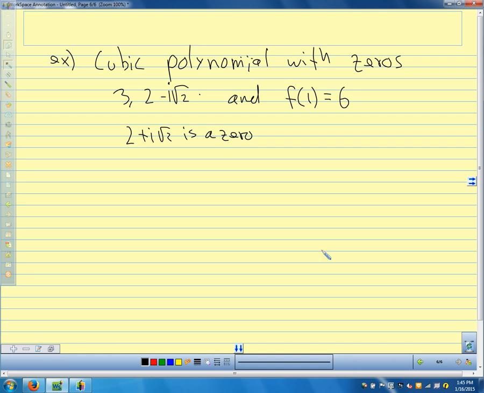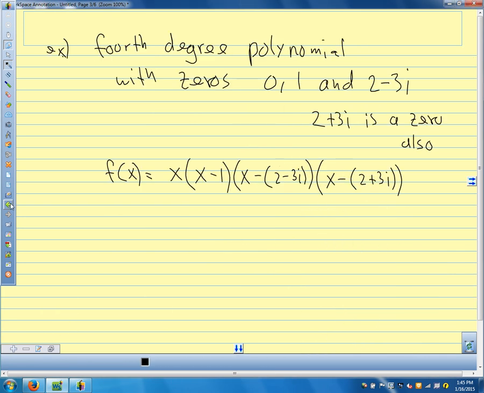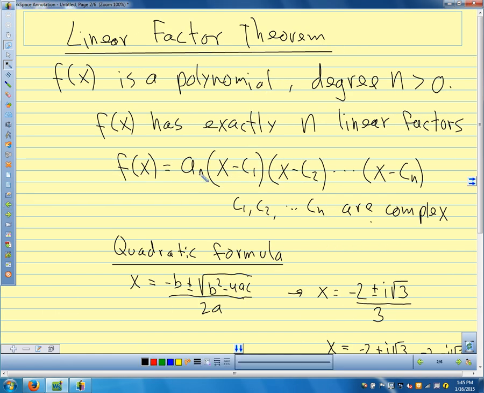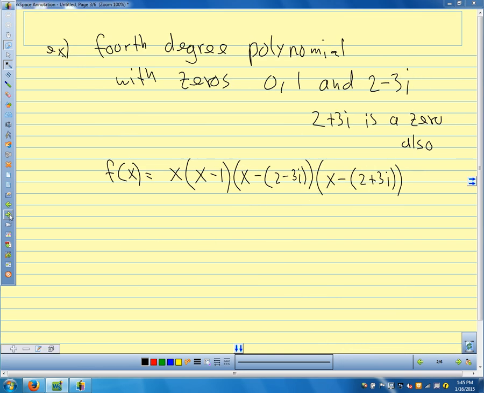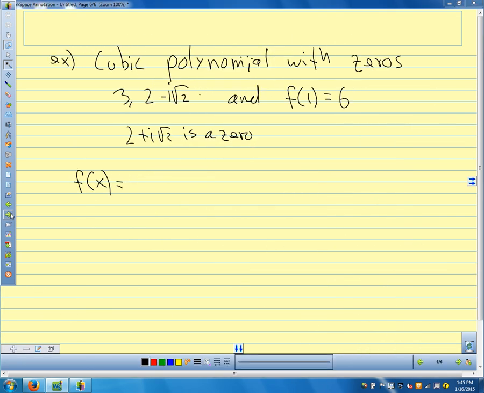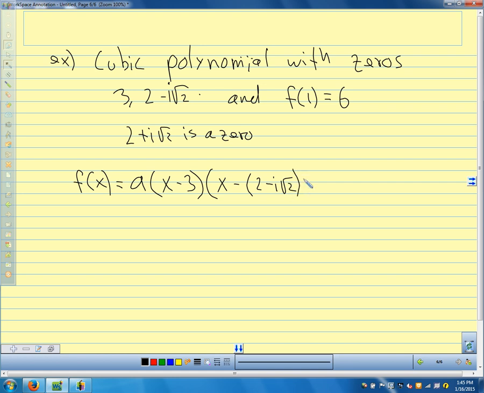So now I'm going to use these zeros to write f in factored form. And I'm going to say f of x equals, let me go back here really quickly. Remember we have this a out in front, possibly out in front when I factor this polynomial. I need to put that in here. a times x minus 3 times, I'm going to write this in factored form, x minus 2 minus i square root 2 and x minus 2 plus i square root 2. And then we have this piece.